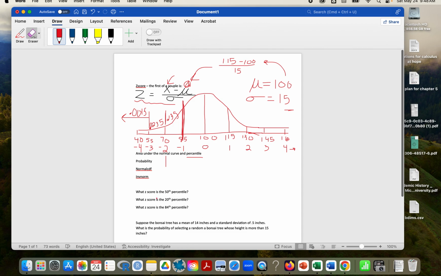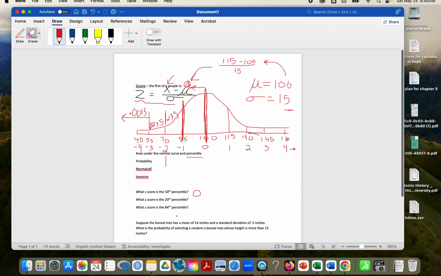So the question is what z-score is the 50th percentile? Well, the 50th percentile is here because half of the data is to the left. So the z-score is 0. What is the z-score at the 20th percentile? What's the z-score at the 84th percentile?